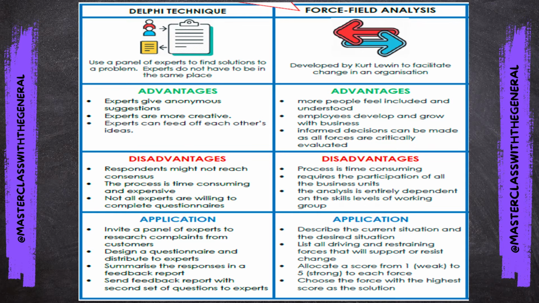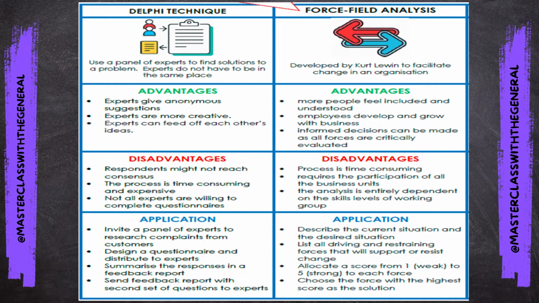Number two, design a questionnaire and distribute to experts. So we design our first questionnaire. We just put together some questions of what we want to know from them. We send it to them through correspondence. It could be email or whatever communication we decide to, and then they are going to respond to it and send it back to us.